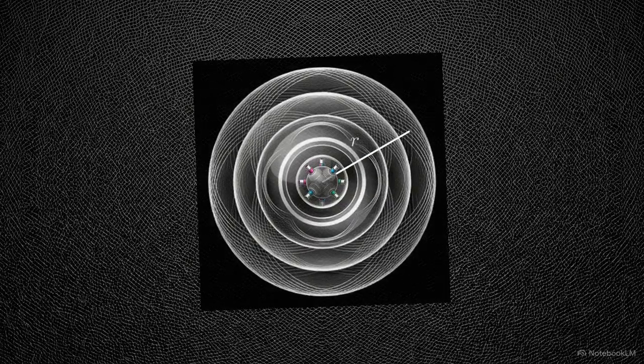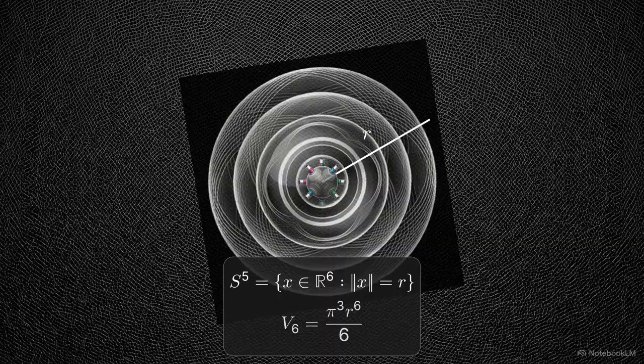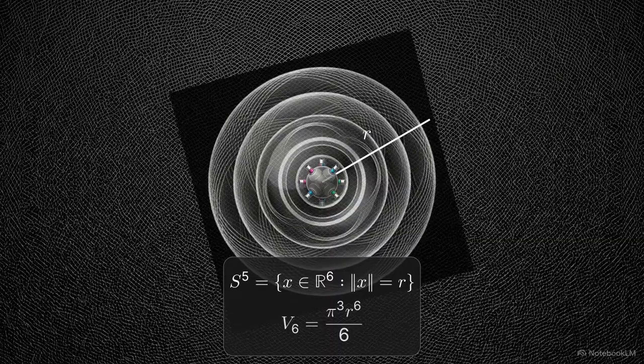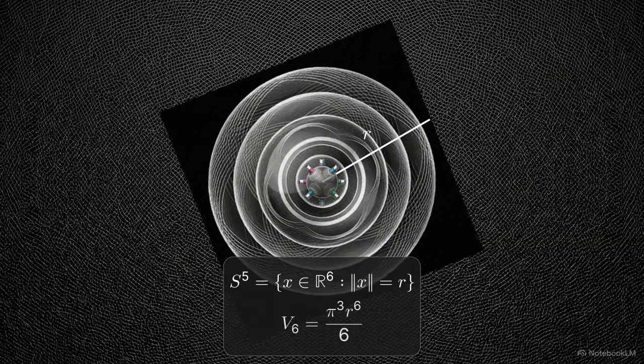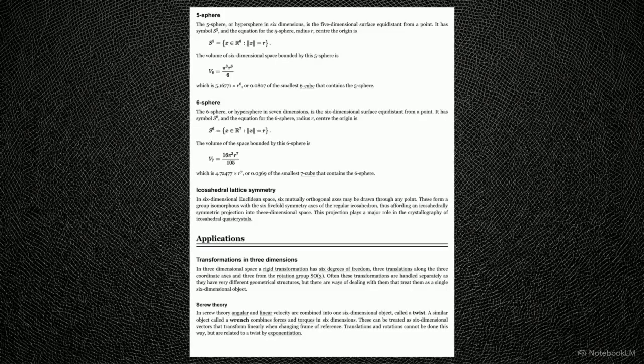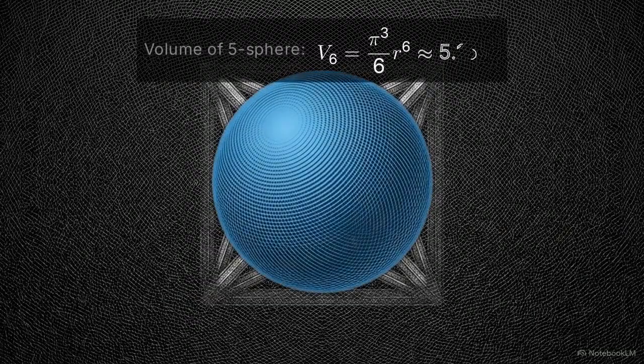This higher dimensional arena is mathematically strict, operating within exactly measurable bounds. The most straightforward boundary is the 5-sphere. This is a 5-dimensional surface where every single point sits at the exact same distance from the 6-dimensional origin. Look at this equation for the physical volume trapped inside that boundary. The volume, V6, equals pi cubed multiplied by the radius to the 6th power, all divided by 6. That evaluates to approximately 5.16 times the radius to the 6th.